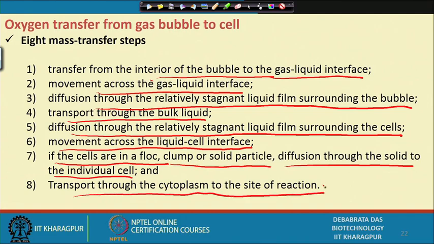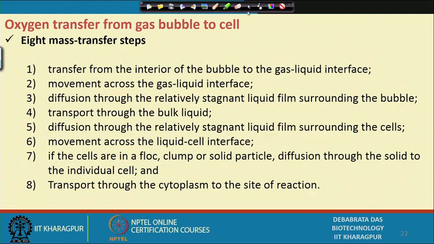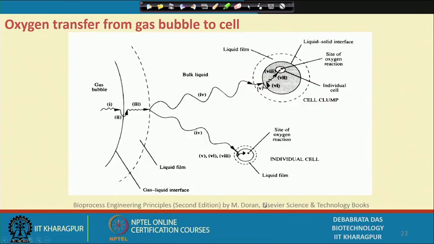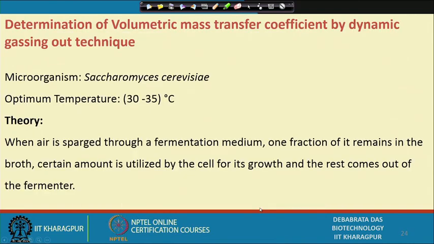So, there are 8 different steps involved through which this transfer can take place. I want to give you a very typical example, that is how the KLa can be estimated in our laboratory. This is the method that is largely used, what we call the dynamic gassing out technique. Now, what we do basically is like this.